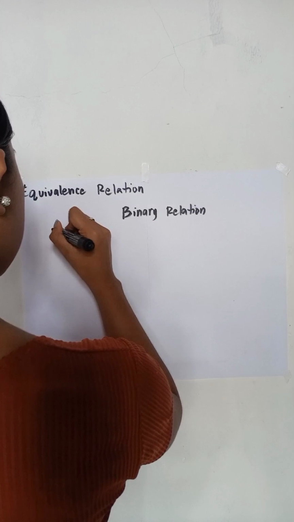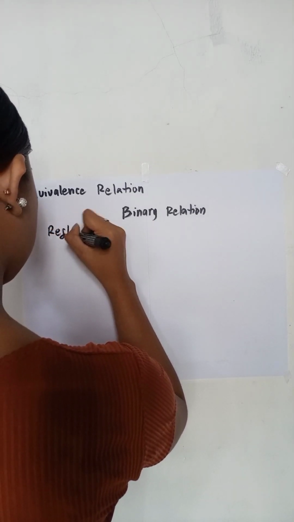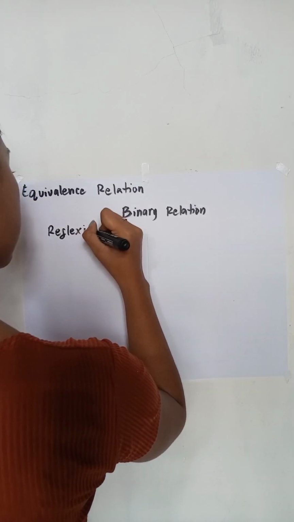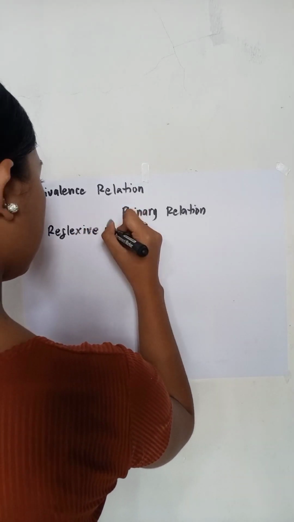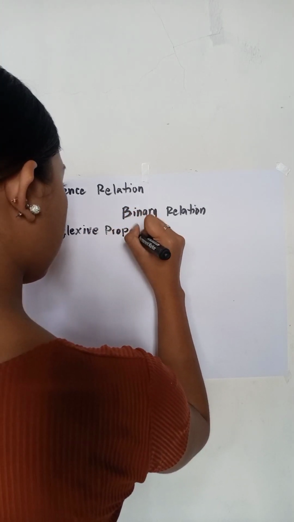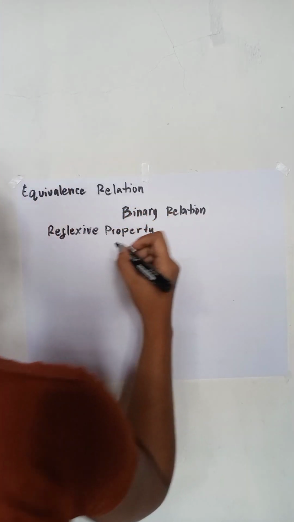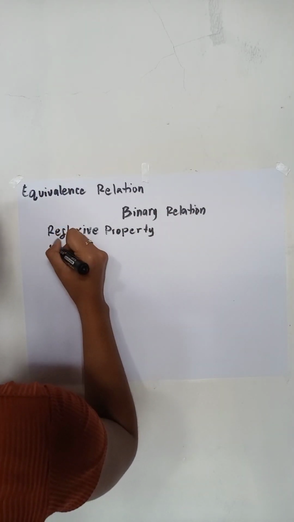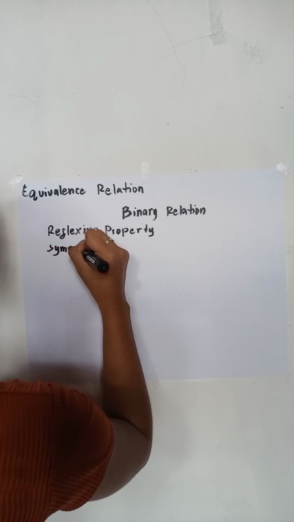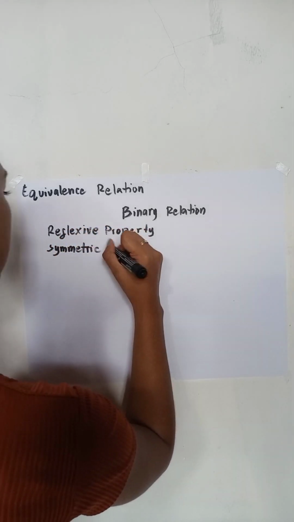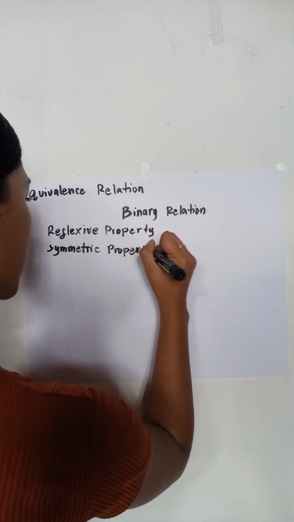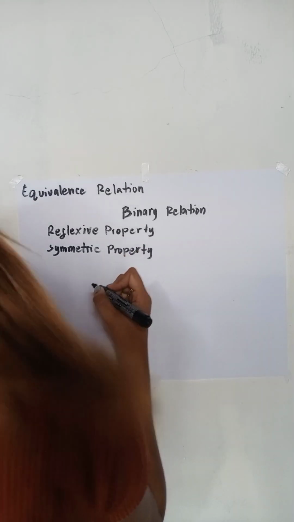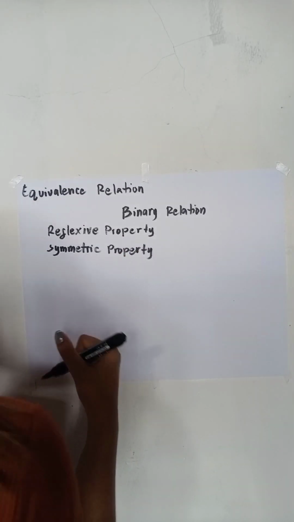So, it has the reflexive property, and it has to be a symmetric property, and it has to be a transitive relation or property.